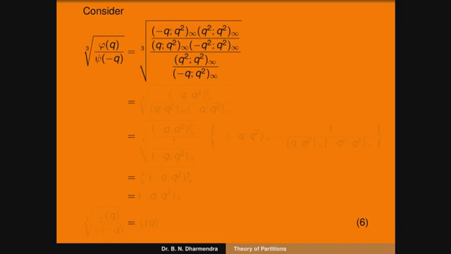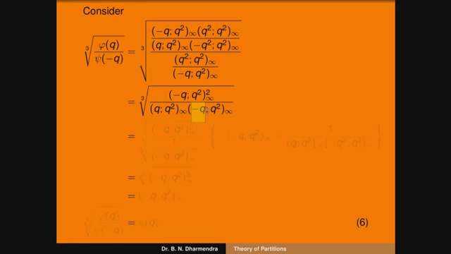So we get only one term cancelled, that is (q squared; q squared) infinity, and the minus q squared term goes to the numerator. So it can be written as the cube root of (minus q squared; q squared) infinity whole squared, divided by (q; q squared) infinity into (minus q; q squared) infinity. We can observe that this term is minus q, and this one is minus q squared.